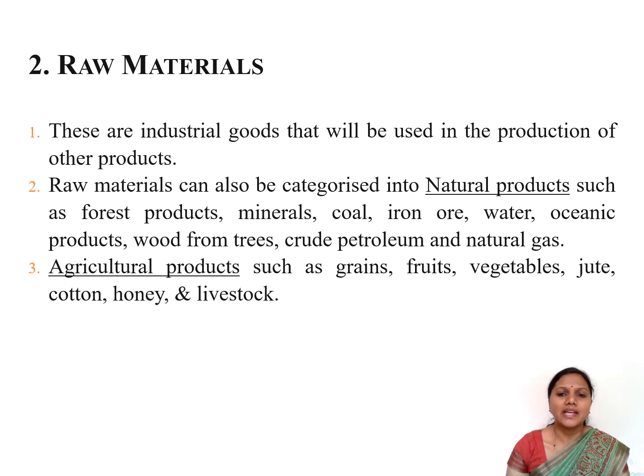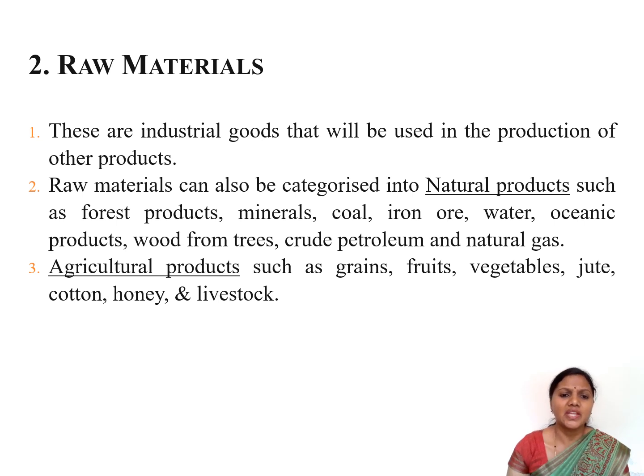Raw materials can be categorized into natural products and agricultural products. Natural products such as forest products, minerals, coal, iron ore, water, ocean products, wood from trees, crude petroleum, and natural gases. These are all the natural products which are available in nature, which will be extracted and used in the production of some other products.